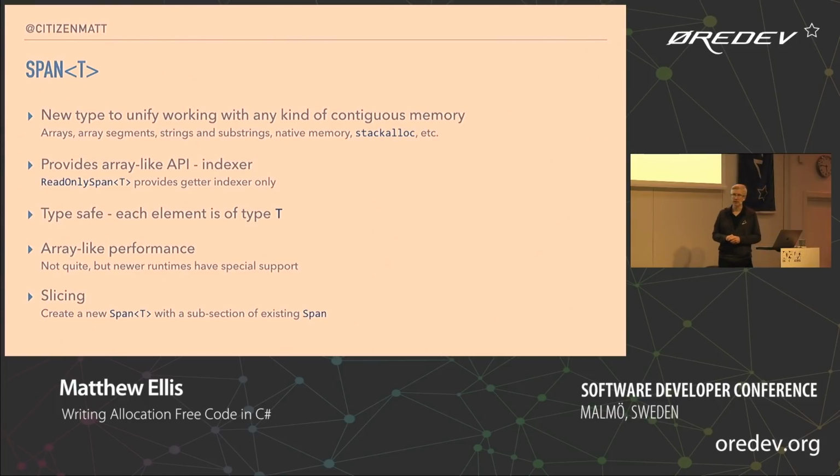It's also type safe. Each element is a type T. You can get a hold of it, you just work with it as normal. So it is very much like an array, and it has array-like performance. So it's not quite as performant, but newer runtimes have special support for it, which make it basically the same as arrays, and they're good. And the really useful thing with it is slicing. You can create a new span which is based on a subsection of an existing span. So you can say my span is this block of memory here, and you can create a new span which is based on that block of memory there, and you don't have to make a copy of it. So it's using the same memory.